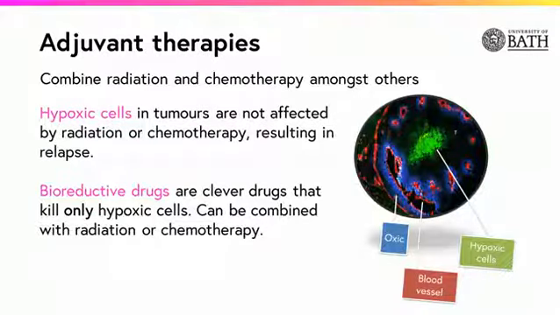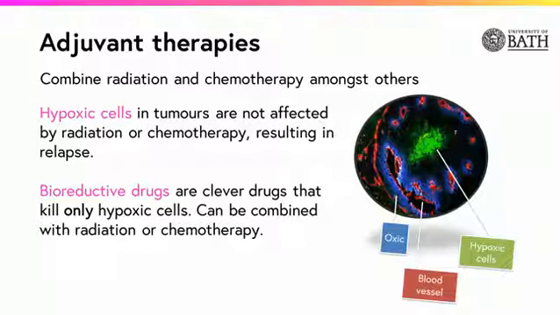Adjuvant therapies typically combine both radiation and chemotherapy and other drugs to maximize the effectiveness of treatment. And one form of adjuvant therapy uses bioreductive drugs. Let me show you an example.